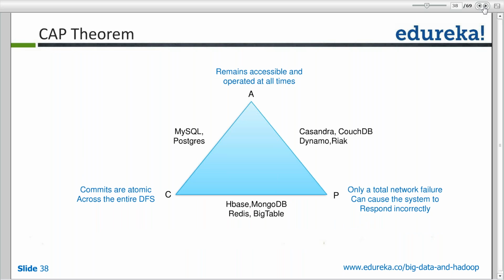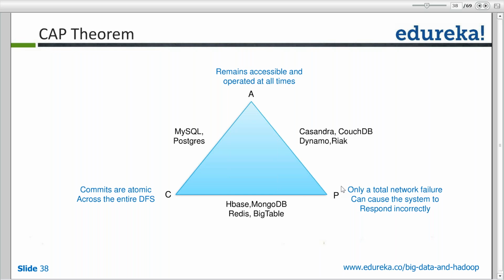Now, whenever you will be dealing with NoSQL databases, this is the first thing you will come across: CAP theorem. Now, what is this CAP theorem? CAP is basically an abbreviation. A in CAP theorem stands for availability.